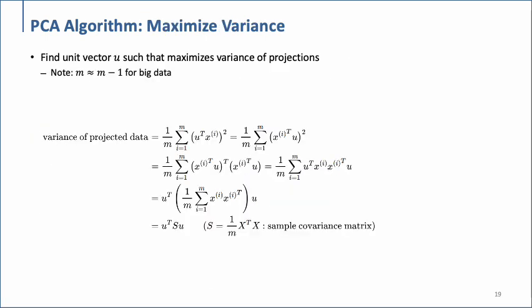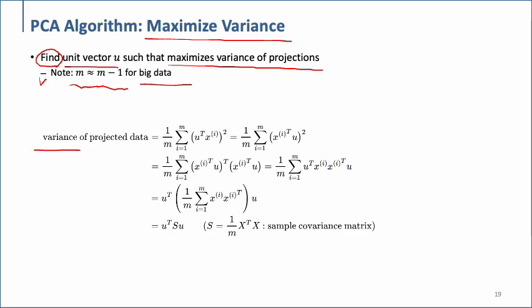And the next step is finding the axis that maximizes the variance. So for that, let's find some unit vector u such that it maximizes the variance of projections. And here we're going to make an assumption that m is equal to m minus 1, because we're going to consider very big data. So m is very close to m minus 1 for big data. So here we're going to use this assumption.